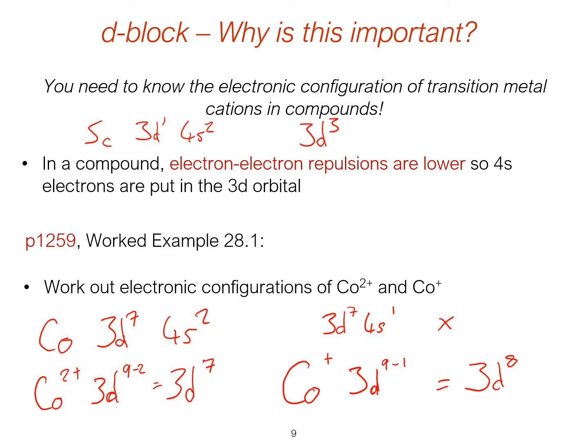So it's not 3d7 4s1. It doesn't just come from the 4s orbital. The 4s electrons go into the 3d orbital because it's more stable in a compound, and then they're removed from there. So that's really important to know. And as I said, go through that worked example, and hopefully that will make it a bit clearer as well.